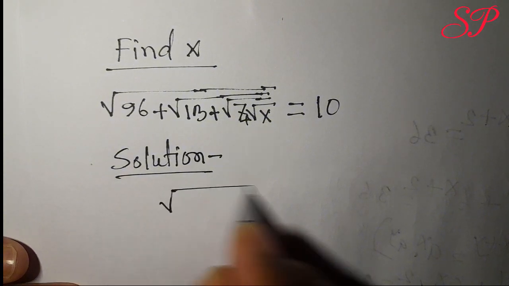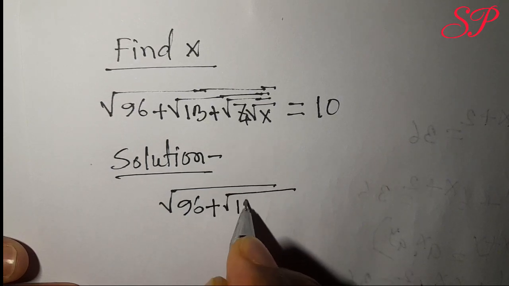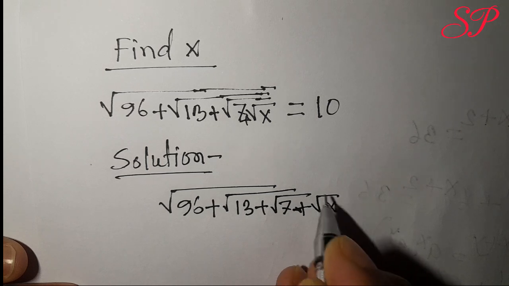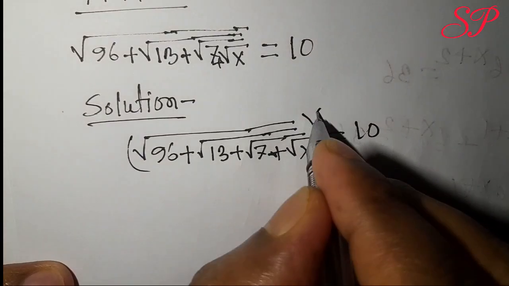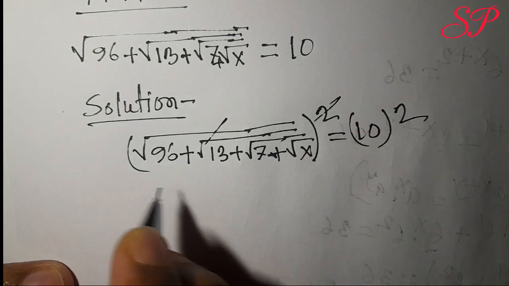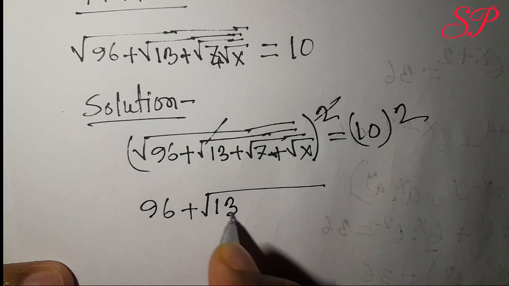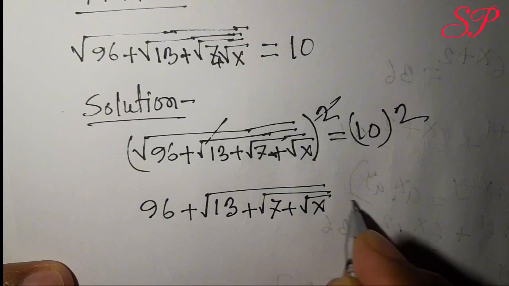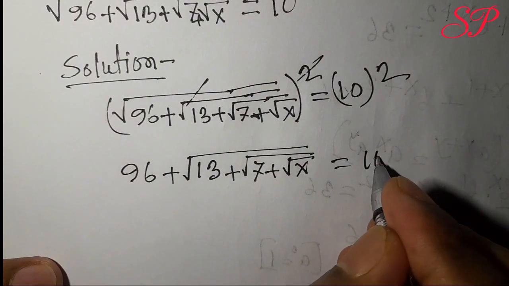as we can from this equation, 96 plus root over 13 plus root over 7 plus root over x is equal to 10. Both sides we get square and root cancel, so 96 plus root over 13 plus root over 7 plus root over x is equal to 10 square, which is 100.